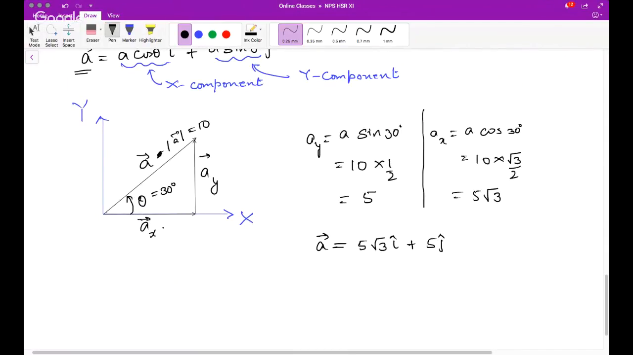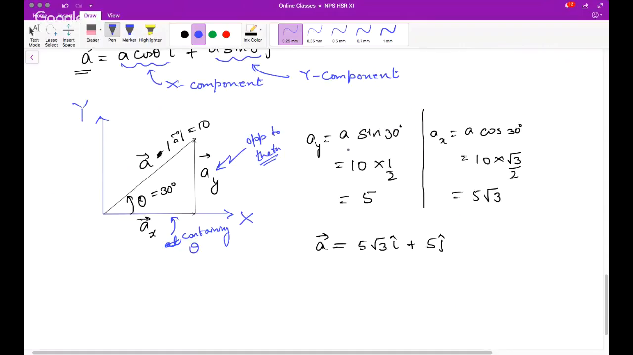So a quick tip about resolution is that the side opposite to theta is the sine component, and the side along theta is the x component. If you can see, this is the side along theta, or let's say the side containing theta. So hence it will be the cos component. This side is opposite to theta, so it will be the sine component.